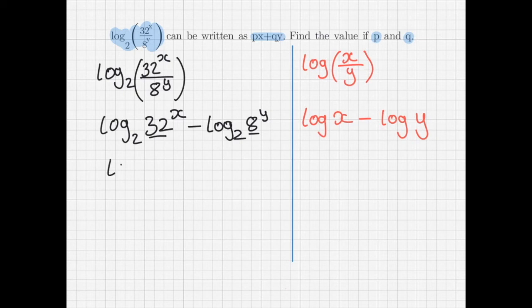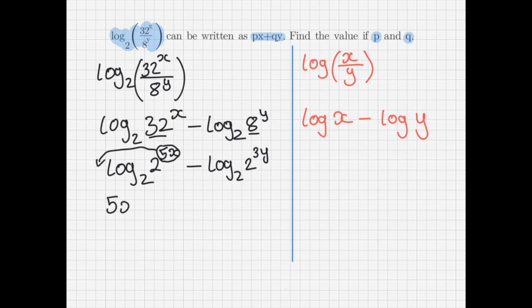So if we do that, we'll have log base 2, and 32 is 2 to the power of 5. And don't forget the x. And log base 2, 8 is 2 to the power of 3. And obviously don't forget the y there. Now the log rule also says that if we have a power, we can bring it in front. So 5x log base 2 of 2 minus 3y log base 2 of 2. So log base 2 of 2 can simply be written as 1.